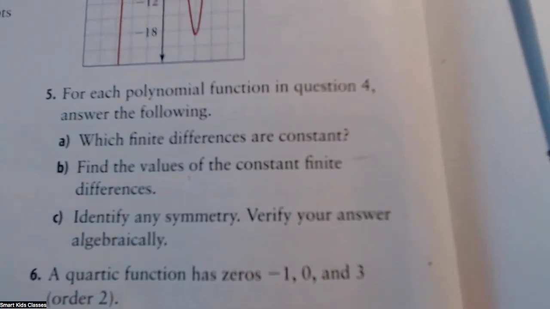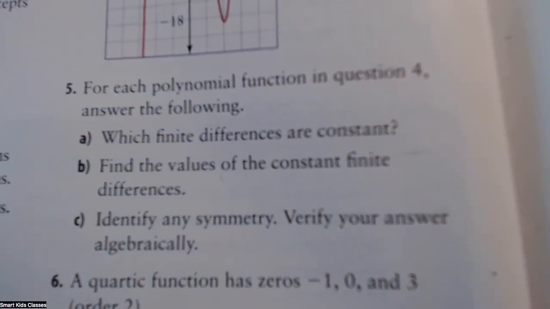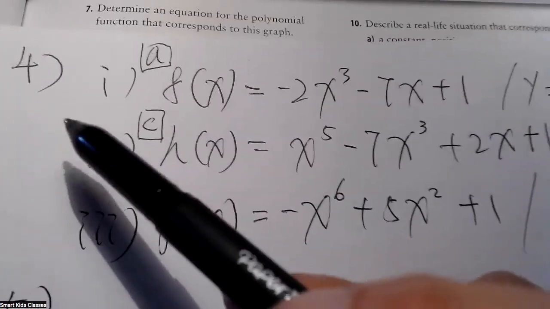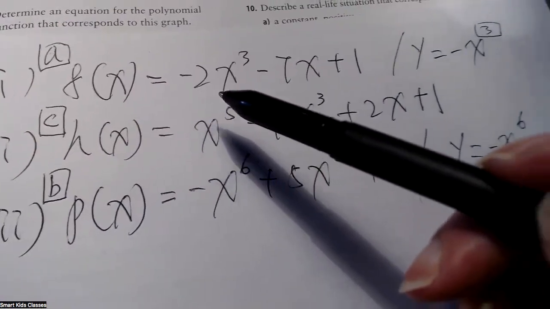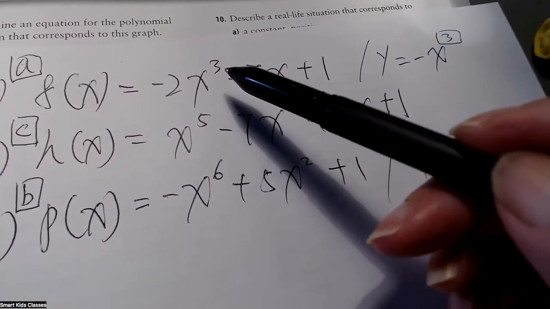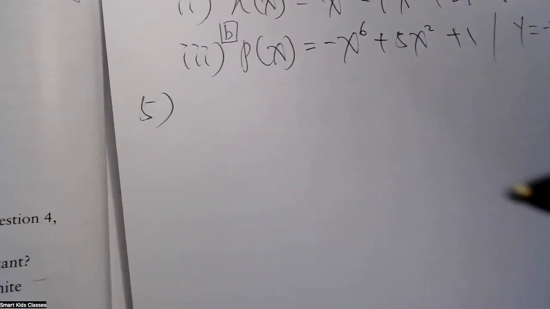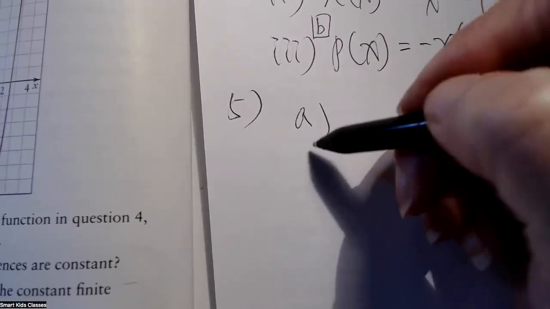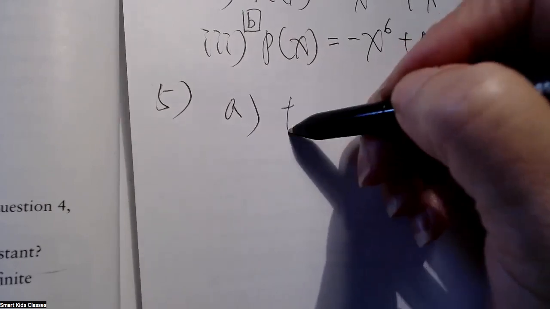Now we are in question 5. For each polynomial function in question 4, answer the following. A: which finite difference is constant? So we are going to look at the first equation in question 4, negative 2x exponent 3, the leading exponent 3. So therefore for 5A, we are going to put the third.